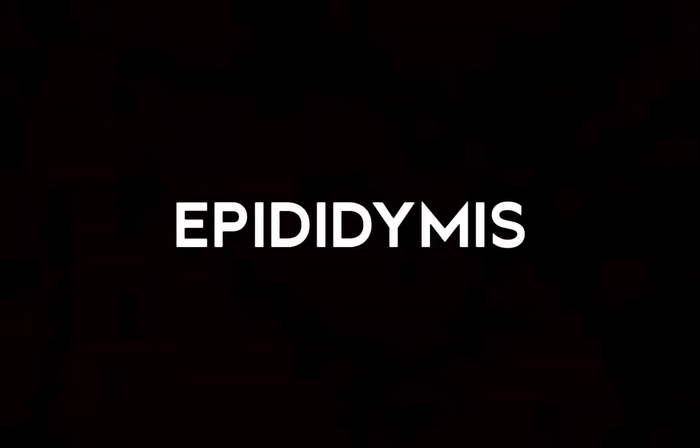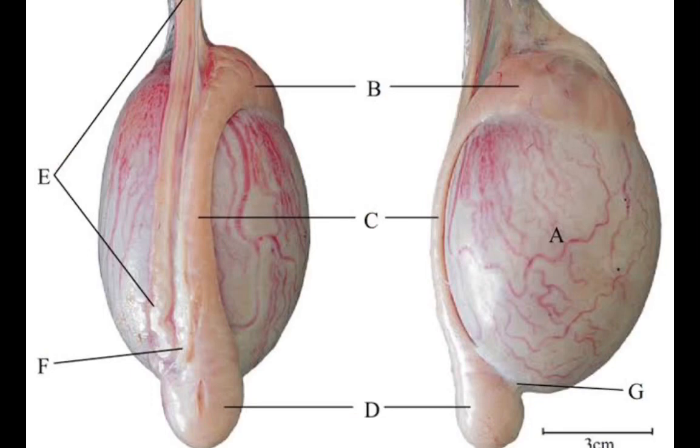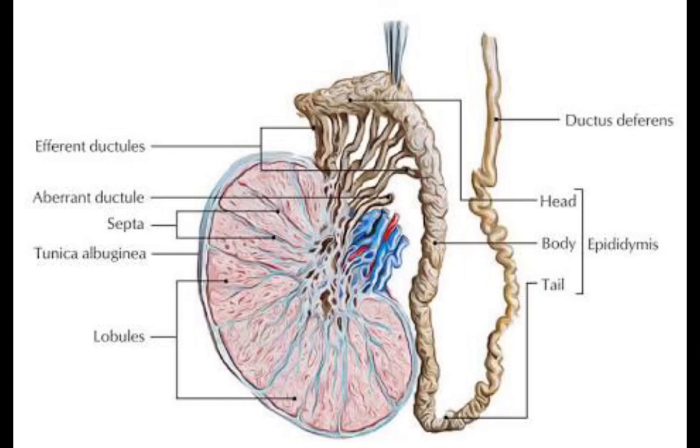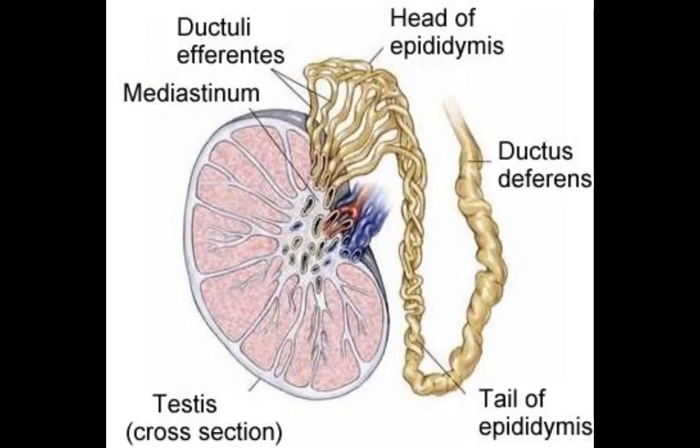Now coming to the epididymis. The epididymis is a comma shaped body situated along the lateral part of the posterior border of the testis and consists of head, body and tail. The head is formed by the coiling of efferent ductules. Each coiled mass is conical in shape and forms a lobule of the epididymis. Sometimes the head gives attachment to a pedunculated body called the appendix of epididymis.